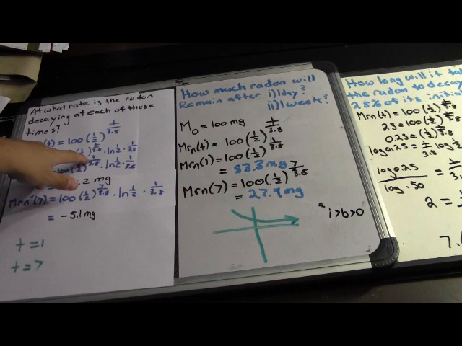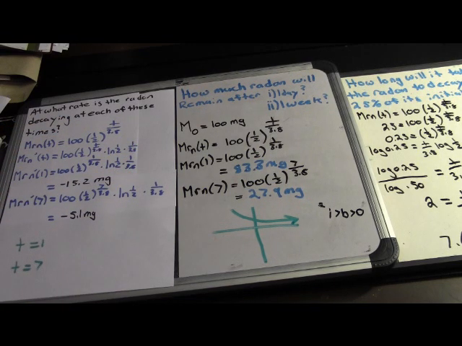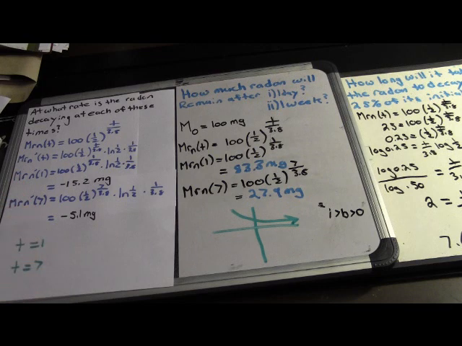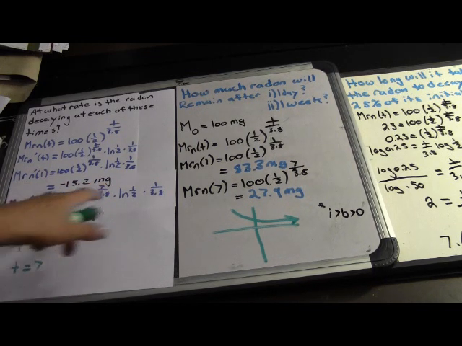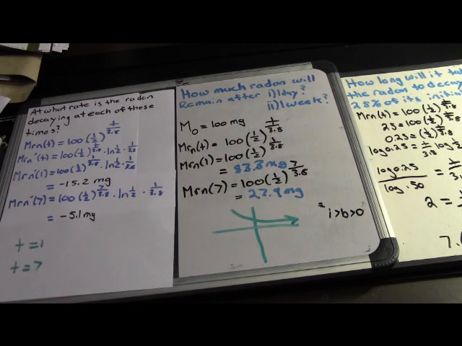Once you do all this, you can just plug the variable of 1 into your t and solve m Rn of 1 to find the rate at 1 day. And you find negative 15.2 milligrams, so therefore at 1 day the radon is decaying 15.2 milligrams. Now that we have our derivative, we just sub the second variable into t, which is 7. You do the exact same thing, you come up with negative 5.1 milligrams. Therefore at 7 days the radon is decaying 5.1 milligrams.